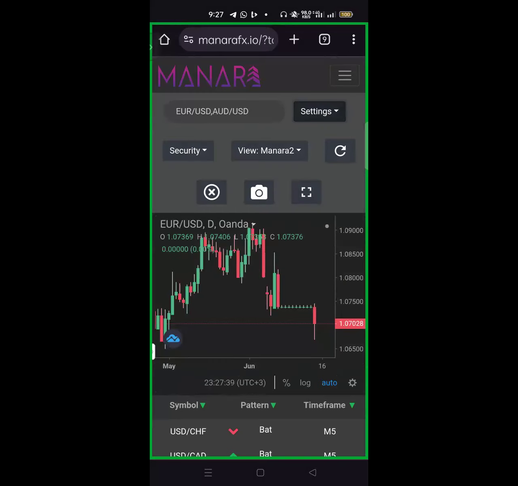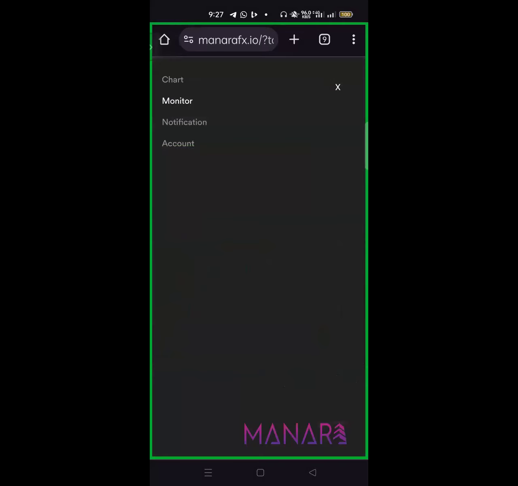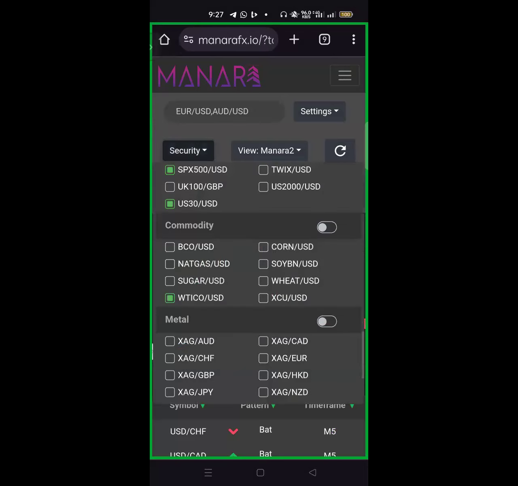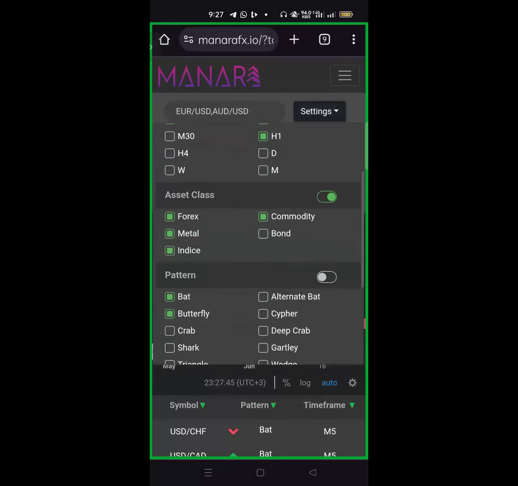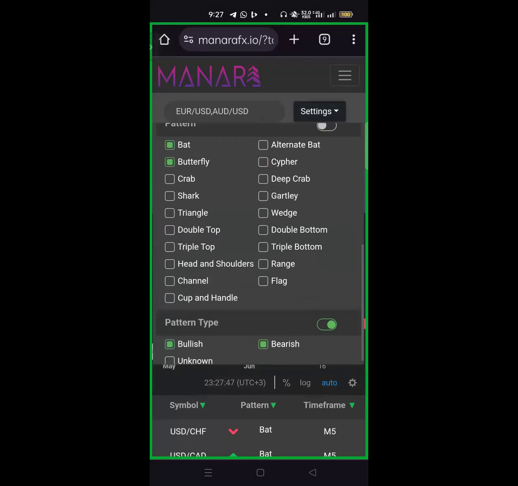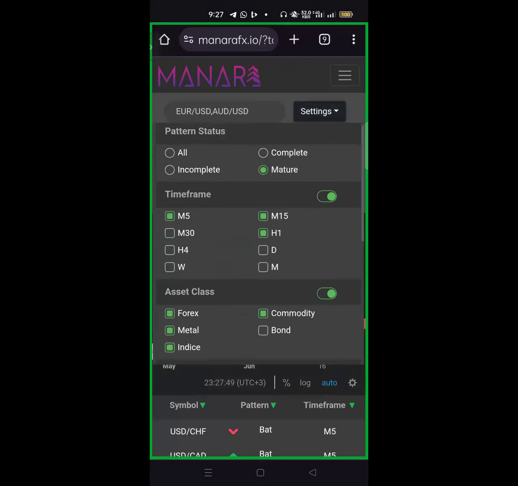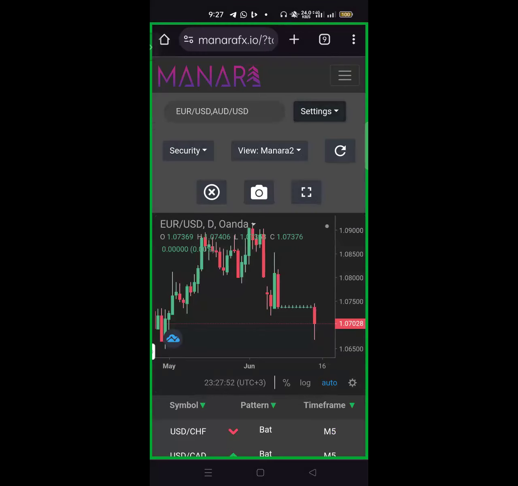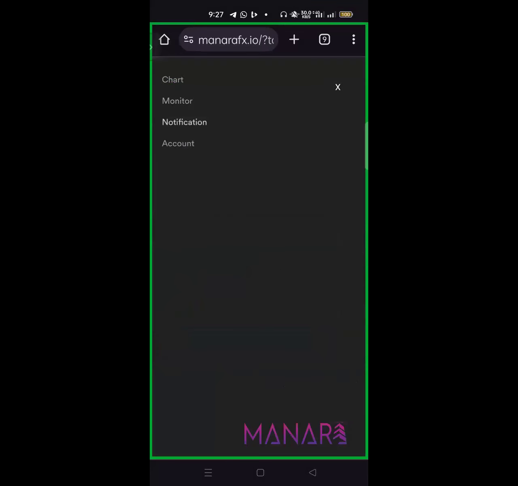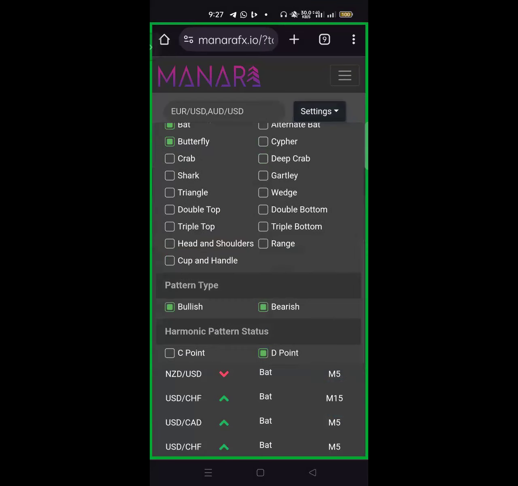Yeah, the monitor. Sorry, it's supposed to be under the settings. Okay, I think it's here. Aha, look at the D points. C means continuation. D is reversal. Do you get?